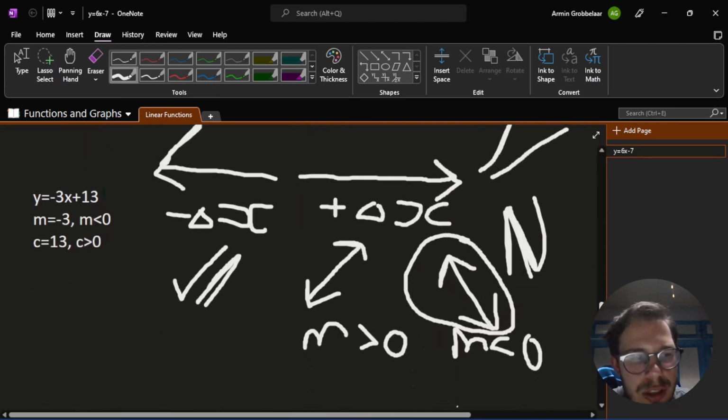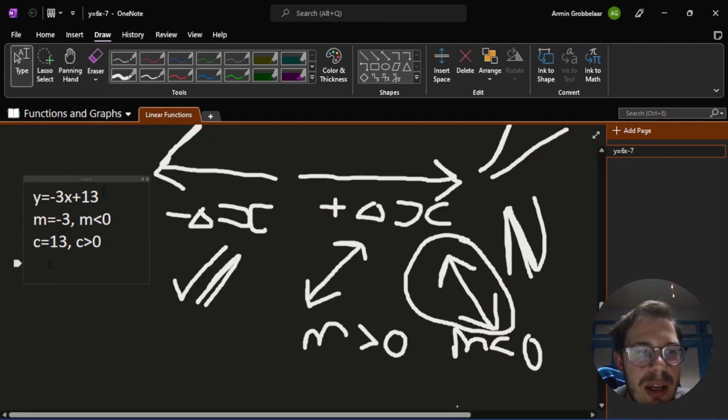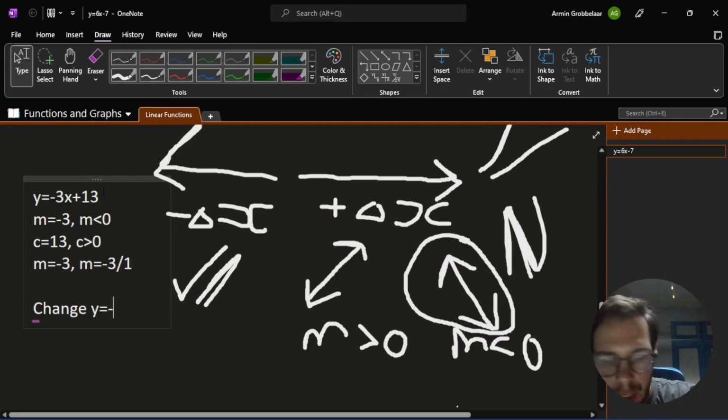So just getting back to graphing this function, so you can see here that m is equal to minus 3. So just to get the change in y and the change in x, I'll write m is equal to minus 3 divided by 1. So you can see here the change in y is equal to minus 3, and the change in x is equal to 1.